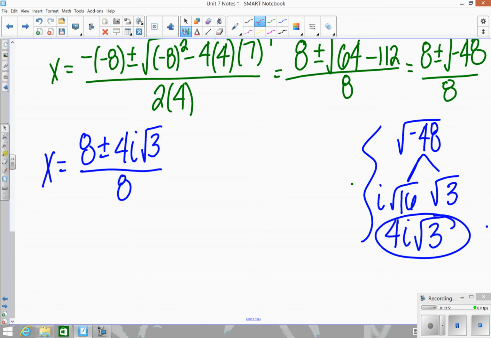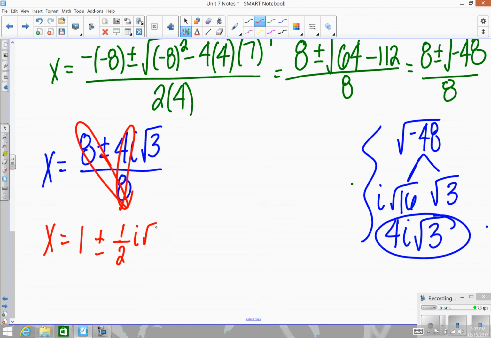And again, you can simplify as long as you can simplify these terms here. So I can go ahead, 8 divided by 8 is 1, plus or minus 4 over 8 is going to be 1/2. And you can keep the i, radical 3.